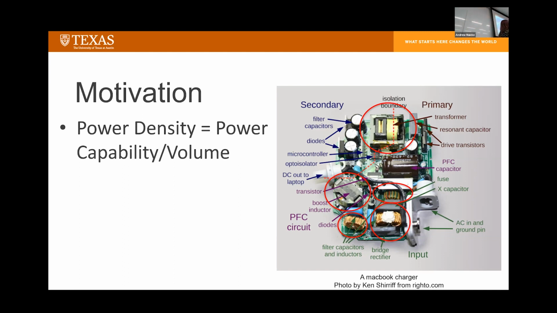So if we look at a common power electronic circuit of a MacBook charger, you can see that it's composed of a lot of different things, but those circled in red are actually all of the magnetic components that are necessary for it to function. And you can see that in this case, it's taking up about half of the volume, and magnetic components in these circuits tend to take up either 1/3 to 1/2 of the entire volume of the circuit. So the goal for us then is to decrease the size of these components in order to increase power density.